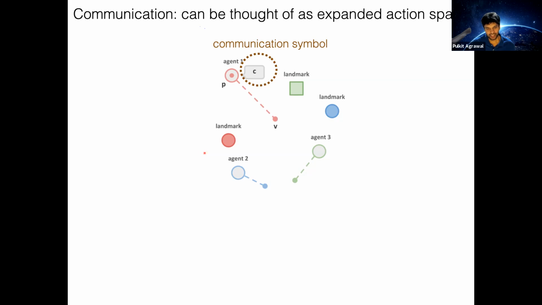But it turns out this learning to communicate is actually very hard. We can give the agent the capability to communicate, but learning to communicate becomes quite hard. Now, why is this? Does anyone want to take a guess on why learning to communicate is hard?